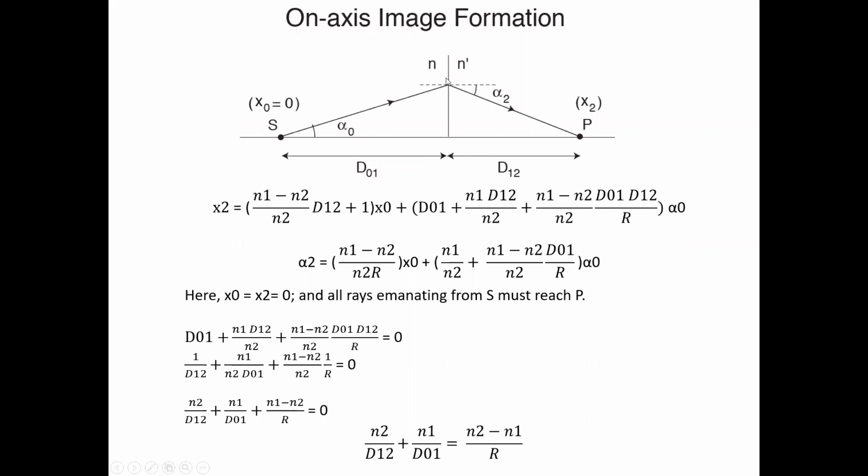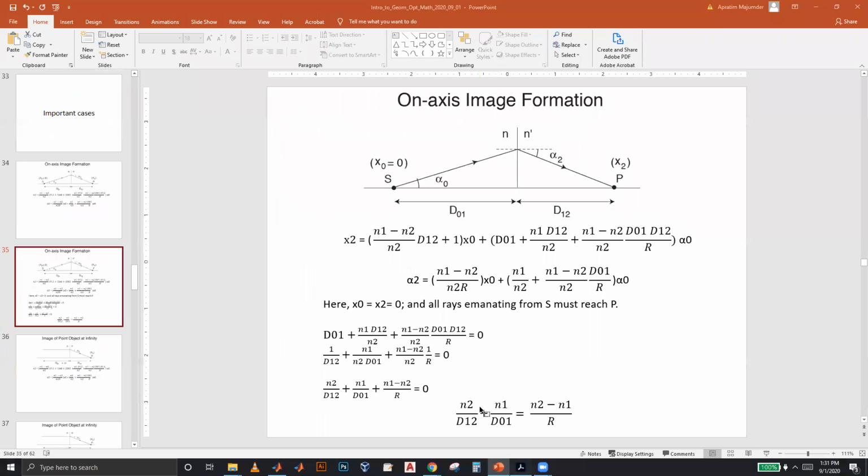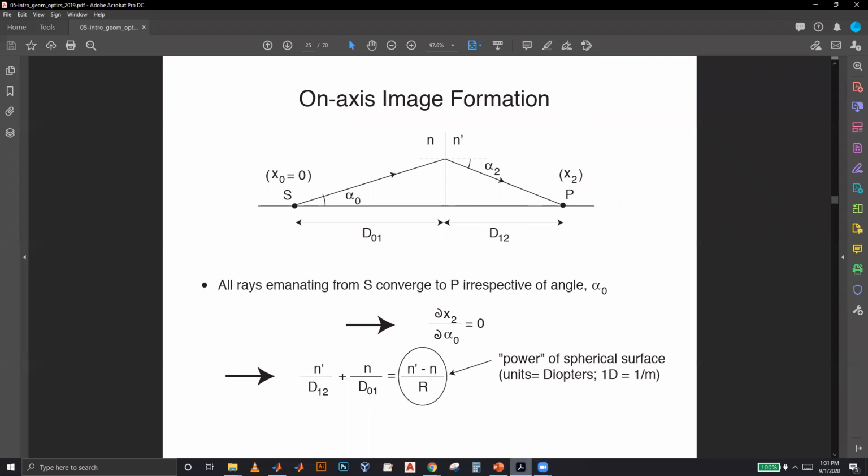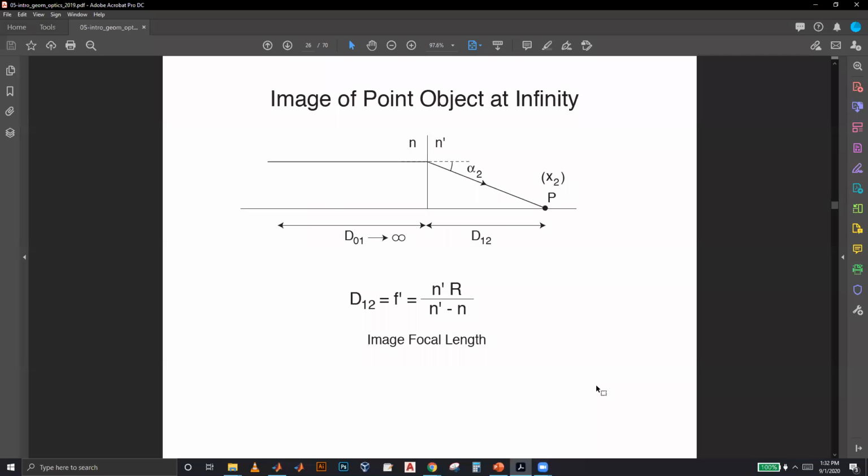So n2, or in this case n prime, over d12, plus n1, in this case n, over d01, equals n2 minus n1, that is n prime minus n, over r, which is the radius of curvature of the spherical surface. Same equation that I derived here. Why this equation is important is because it is also the imaging equation, as we will see later on. And this right-hand side defines the power of the spherical surface. The unit of power is diopters, or inverse of length, so 1 over meter.